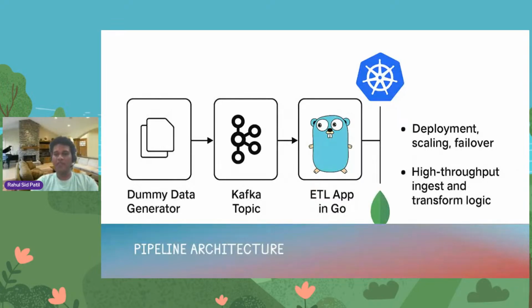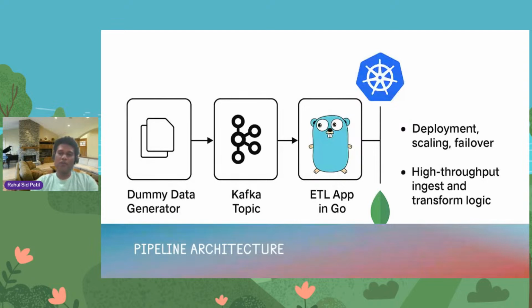These events are pushed into a Kafka topic, which helps us decouple the producer and consumer, ensuring durability and real-time delivery. Our ETL app, written in Go, continuously consumes messages from Kafka, transforms them, and pushes them into MongoDB for storage. This entire flow is deployed inside a Kubernetes cluster, which handles deployment, restarts, auto scaling, and failover for us. This is the core pipeline that we will be building.